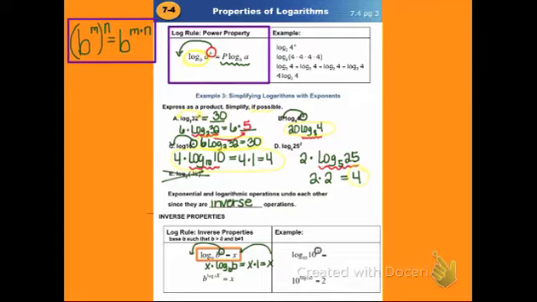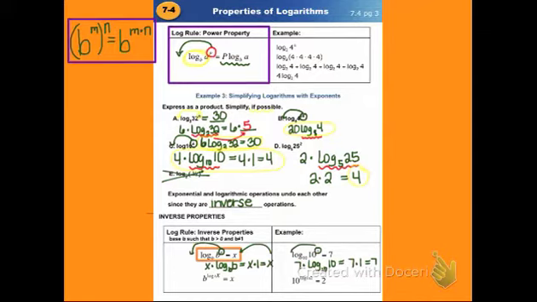I could take that 7 down in front. It'd be 7 times the log base 10 of 10, and I know that if the base and the result are the same, the power must be 1, because 10 to the first must be 10. And so then I could see that that's 7 times 1, or just 7. And that's exactly what that said right here. It said that the value was 7.